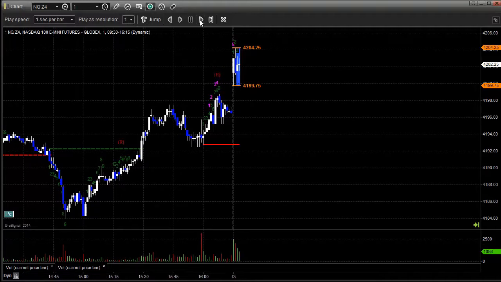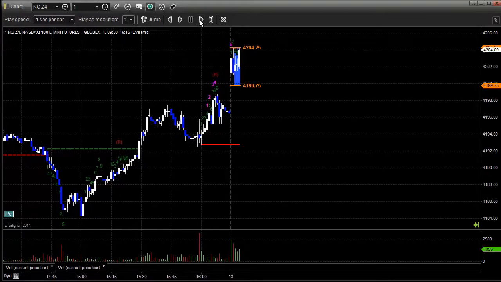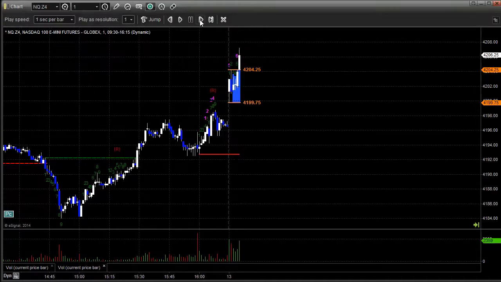So here's another bar. That's 4 minutes in, we're still inside the two lines. Here's 5 minutes in, we're still inside the two lines. And this is when we pointed out that the opening range was breaking here. With 6 minutes into the day, we finally got a close above the opening range high, which is 4204.25.